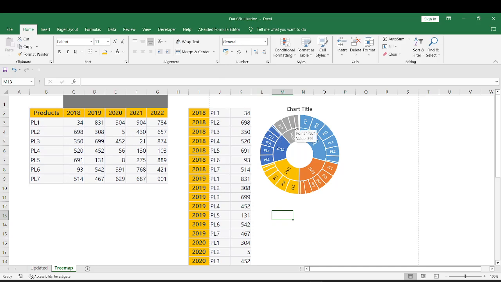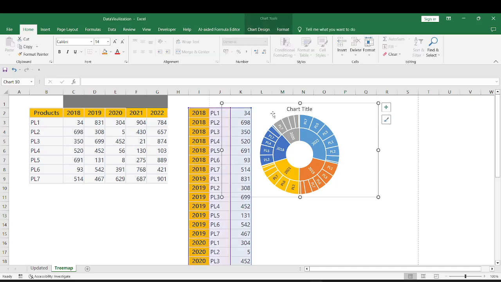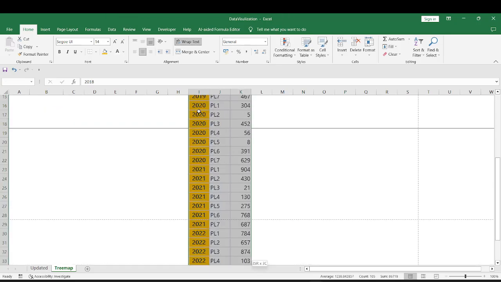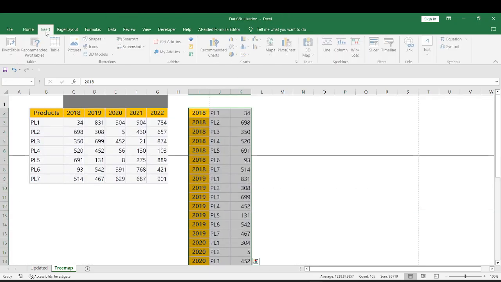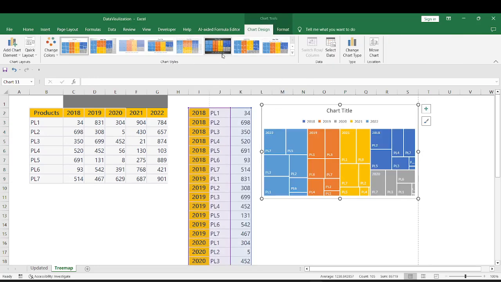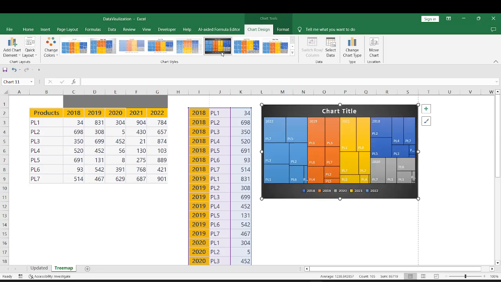This sort of hierarchical chart helps us understand the hierarchy of this particular product range. Let me remove this and try the tree map on the same data. Let me select the complete range, go to Insert, and select Tree Map. Let me change the chart type to this black background.